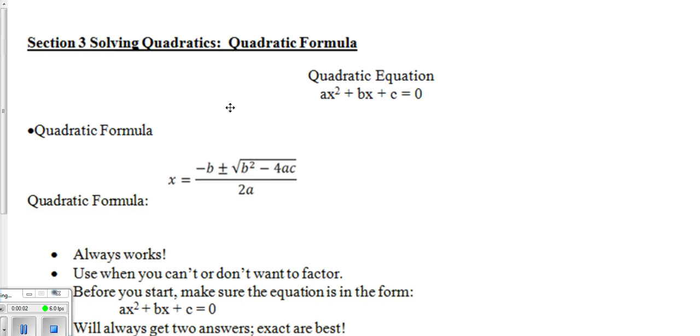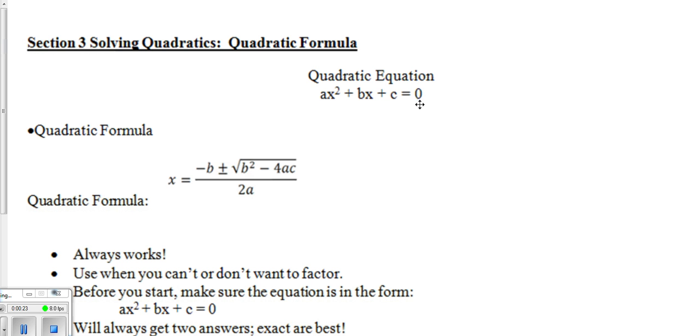All right, section 3 is all about solving quadratics. And we're going to be solving quadratics with our quadratic formula this time instead of by factoring or by graphing. Now, a quadratic equation, remember, is any equation of the form ax squared plus bx plus c. So it's a trinomial. There are three terms, 1, 2, 3. It is all set equal to 0.